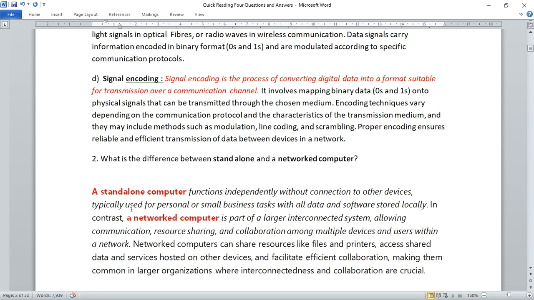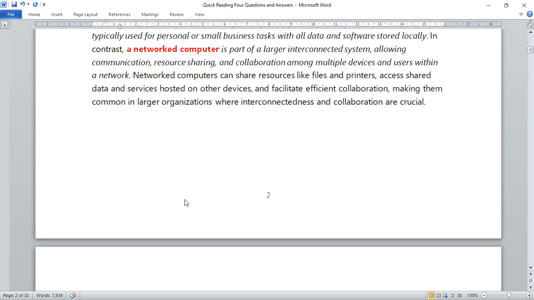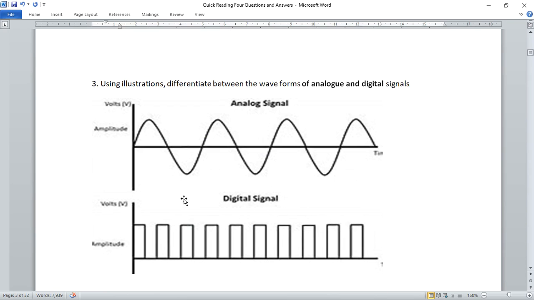Then, somebody may ask you, what is the difference between a stand-alone and a networked computer? Just like the word goes, stand-alone means it is a system that is not connected to others. That's why it's called stand-alone. Whereas the opposite is a networked computer. So a computer that is in a network is a networked computer, and the computer that is not in a network, it is alone, then it is stand-alone.